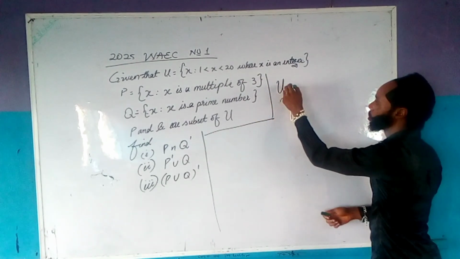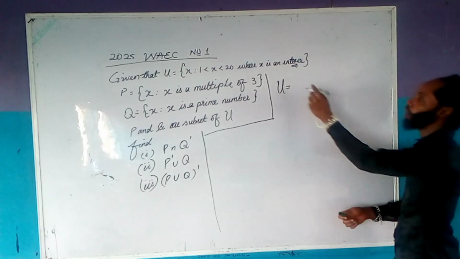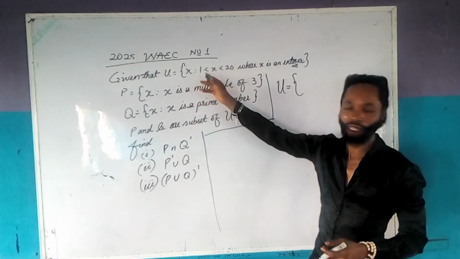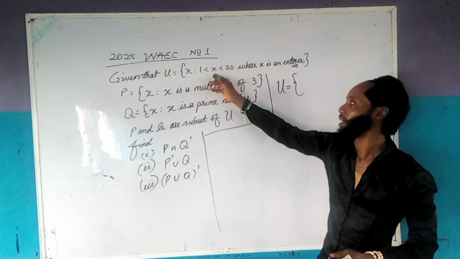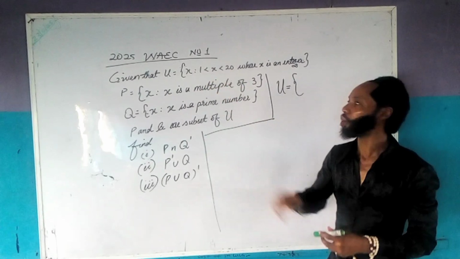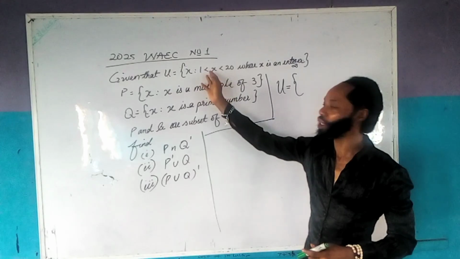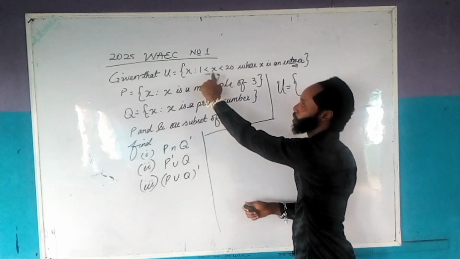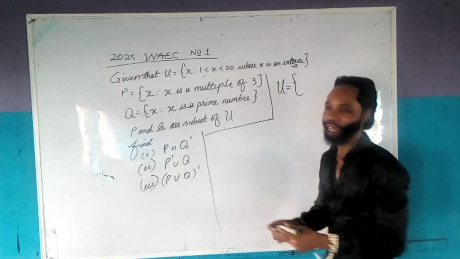Our U, can you see me from there? Yes, sir. Our U is going to be what? They said where X is such that 1 is less than X and X is less than 20. 1 is less than X, so 1 is not inclusive. If they said 1 is less than or equal to, they would have included 1. But they say 1 is less than X, that means X is greater than 1.